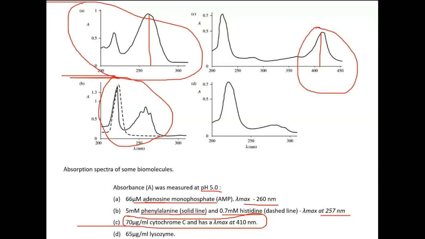Look at panel D, which represents the absorption spectrum of 65 microgram per ml of lysozyme. Lysozyme is an enzyme. Look at the peak, it is almost 230 nanometer.